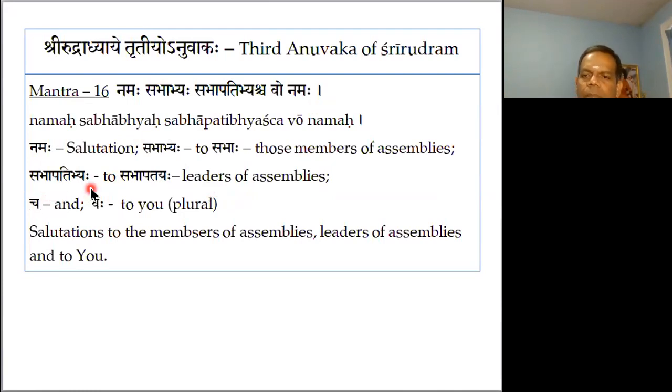Next one is sabhapatibhyaha. It is again the fourth form, the fourth vibhakti, of sabhapatayaha. Sabhapatayaha is a plural noun, I mean the leaders of assemblies. The singular one, I think many of you know, is sabhapati. Sabhapati is singular; sabhapatayaha is plural. So the leaders of assemblies also we bow down to, because the Lord is the real leader of the assembly. The Lord who is present in all the leaders of the assemblies, we bow down. Cha vaha, to you. So we tell the Lord, to you in all these we bow down. Salutation to members of the assemblies, leaders of assemblies, and to you.